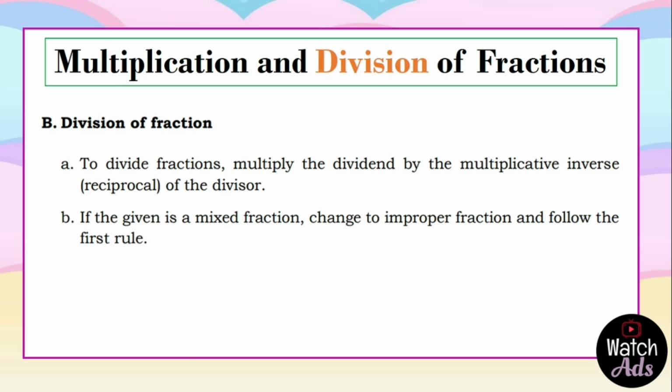If the given is a mixed fraction, change it to an improper fraction and follow the first rule. A over B divided by C over D is equal to A over B multiplied by D over C. That is equal to AD over BC.